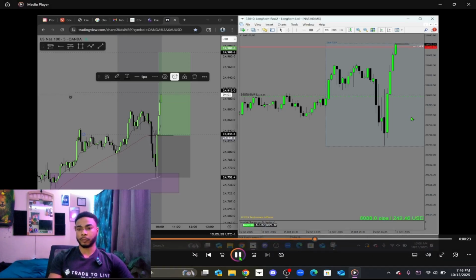So right here, boom, price hit my 1-to-1. As soon as price hit my 1-to-1, I moved my stop loss to break even, and I closed out half the trade. You're gonna see right here the numbers go from like 300 or so back down. That's because I closed out half the trade.